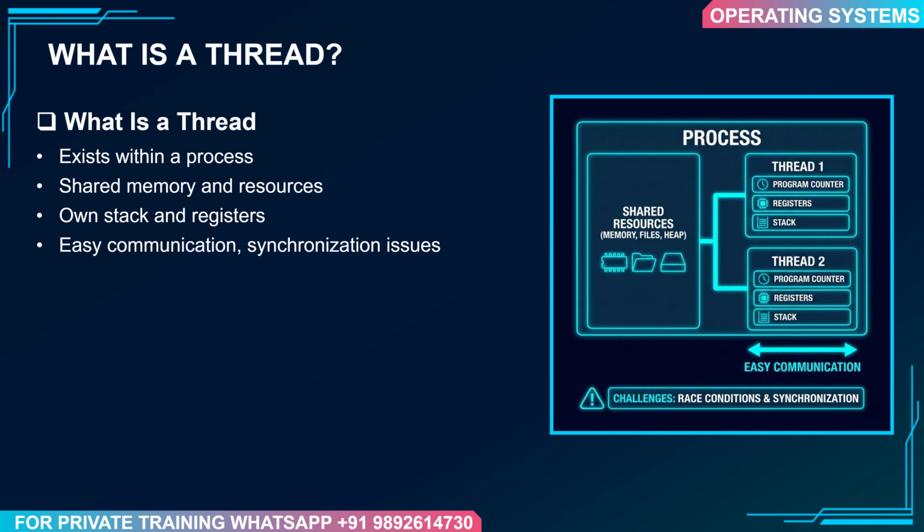A thread, on the other hand, lives inside a process. All threads of the same process share the same memory and resources. They can access the same variables, the same files, and the same heap space. However, each thread has its own execution flow. This includes its own program counter, its own registers, and its own stack. Because threads share memory, they can communicate with each other very easily, but this also introduces challenges, which we will discuss in later topics like race conditions and synchronization.